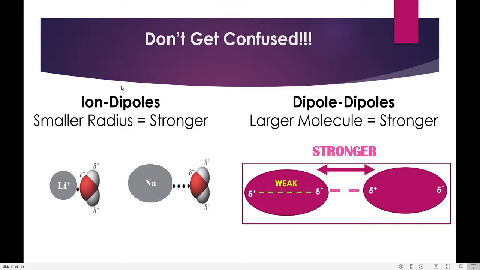Okay, I'm going to warn you right now. People confuse ion dipoles with dipole-dipoles. Here's the confusion that happens. We said a smaller ion can get closer, and therefore it would create a stronger ion-dipole force. But when you're talking about dipole-dipoles, it's the larger molecule that is heavier that creates the stronger force. You see how people kind of get those confused? Small ion or heavy, large molecule, those things will both create strong forces. So try not to get those confused.